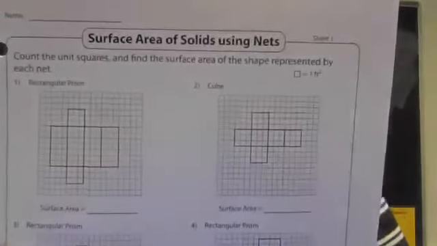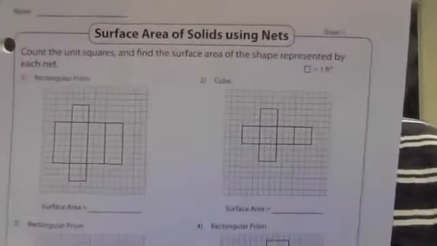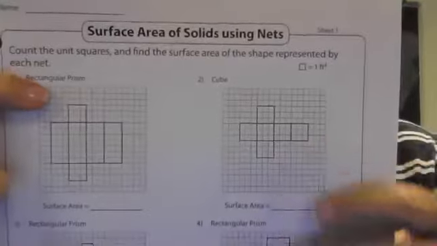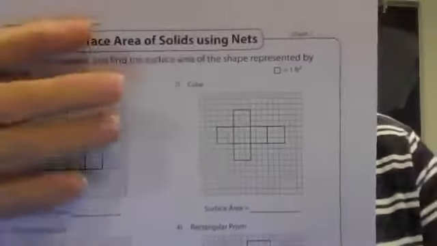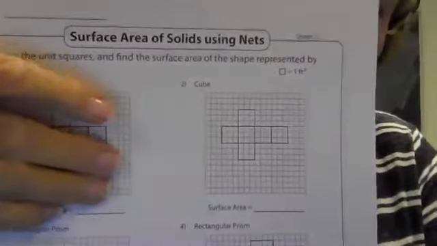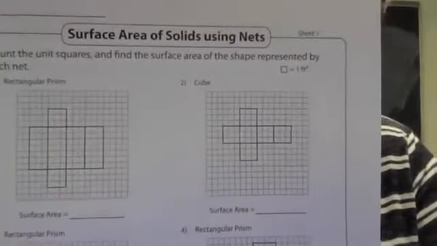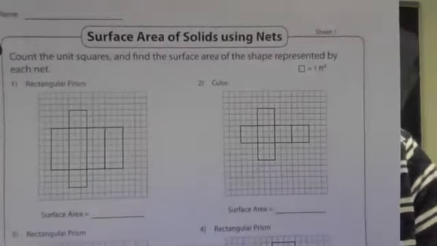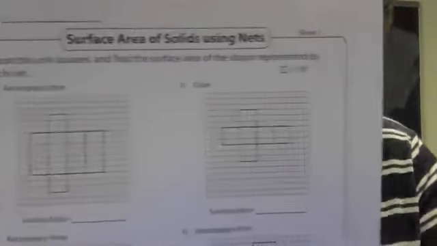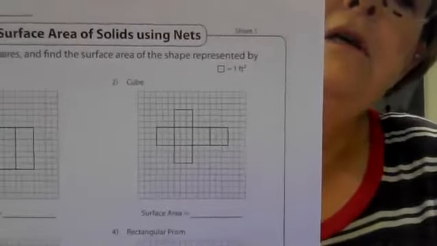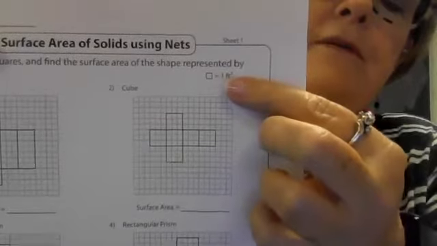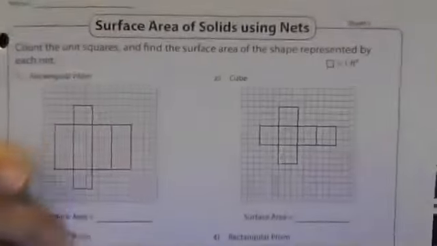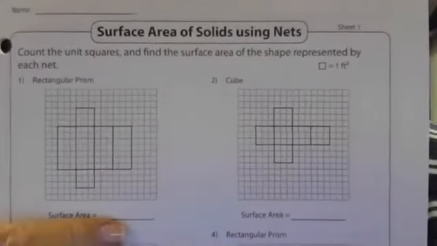Okay, so we're back. The first page of this is just giving you the net. This one says it's a rectangular prism. It tells you what it is. All they want you to do here, this is an introductory page so that you can understand what surface area is. And so they just want you to count the squares and find out what the surface area is. They said that one of the blocks is 1 square foot. So you just count them and your answer will be in square feet.